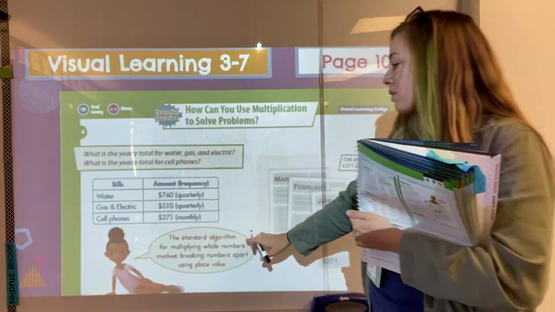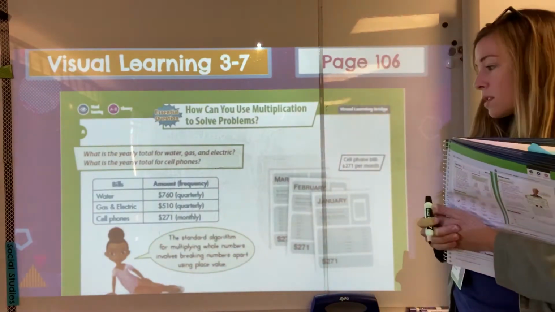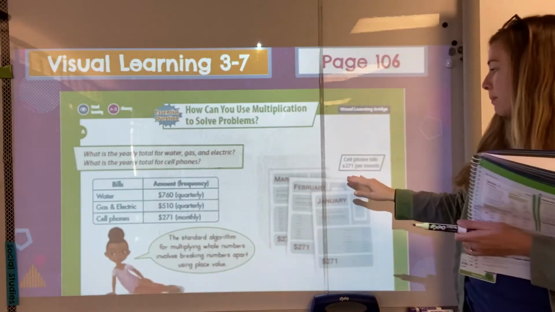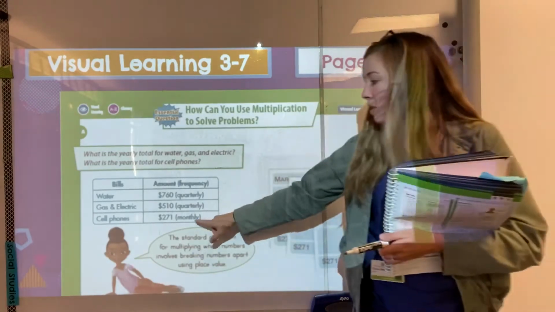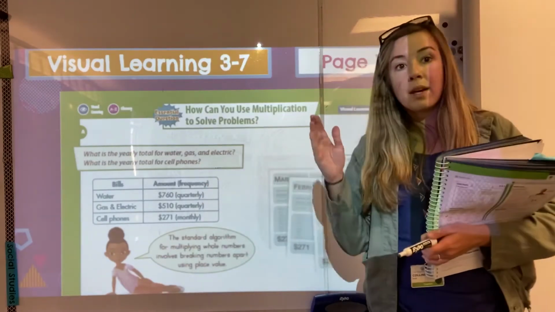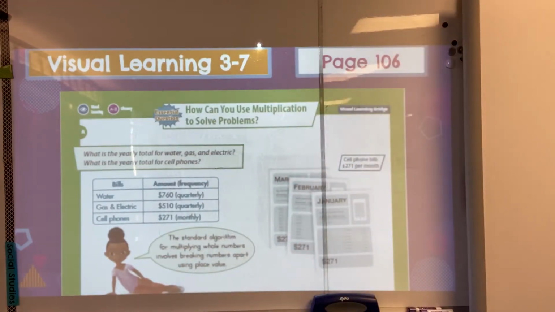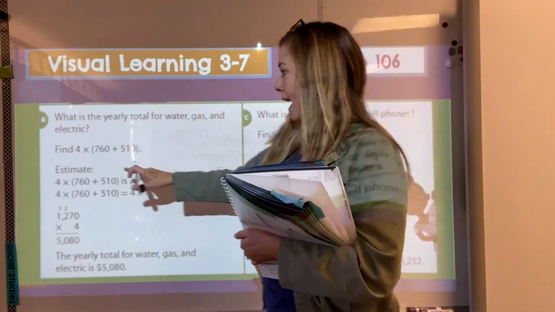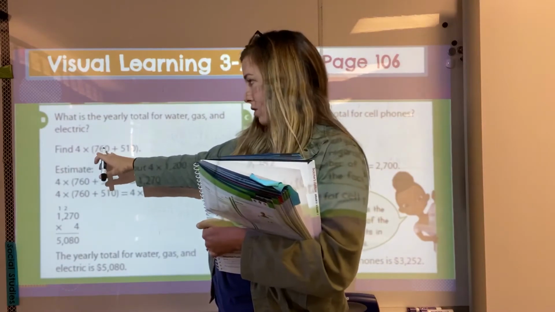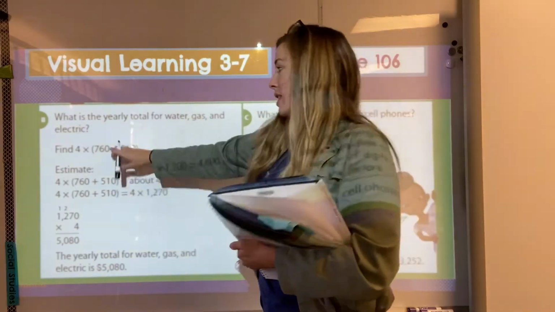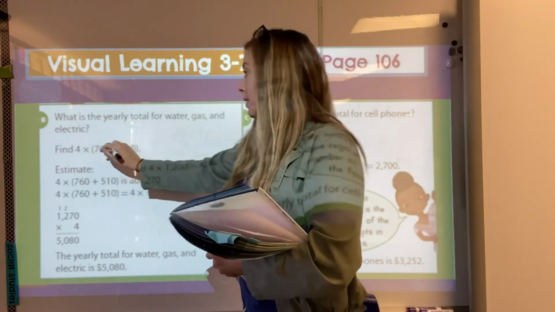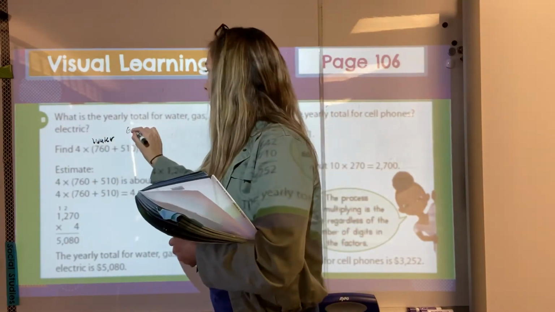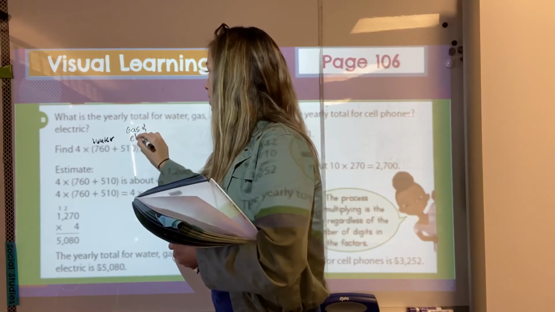Okay, so the standard algorithm for multiplying whole numbers involves breaking numbers apart using place values. That's just our standard algorithm. The cell phone bill is $271 per month, which is the only one that's different than those other ones, which they're paying every quarter, so 4 times a year. So what is the yearly total for water, gas, and electric? So they had to find 4 times the 760 and the 510. The 760 they pay 4 times a year for water, and the other one they pay 4 times a year for gas and electric.